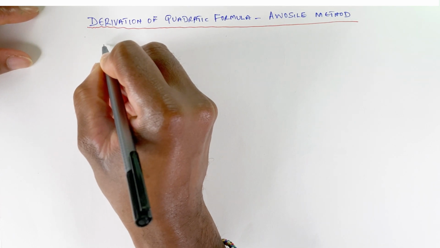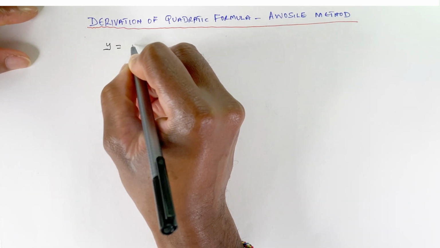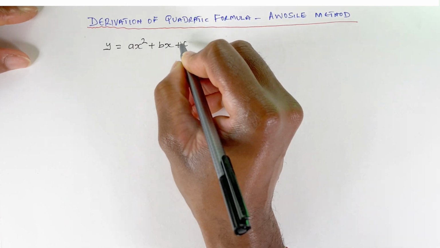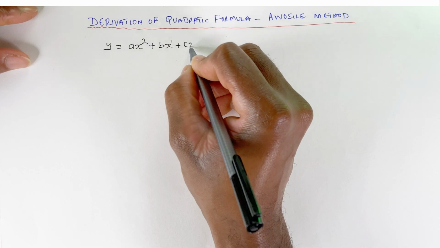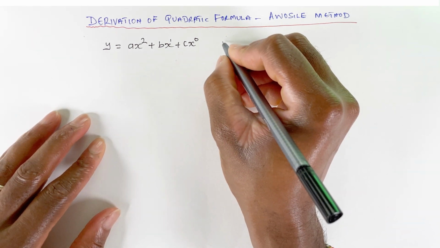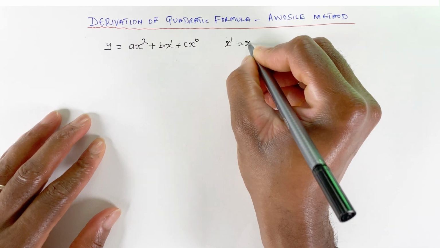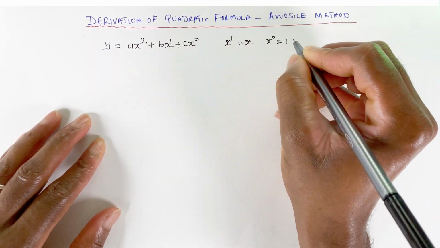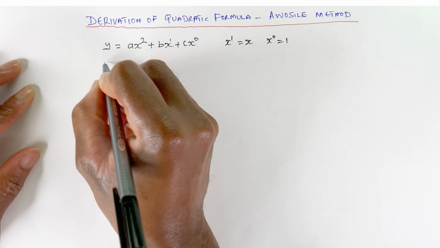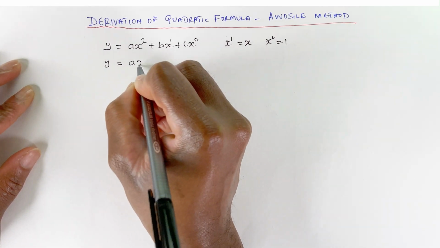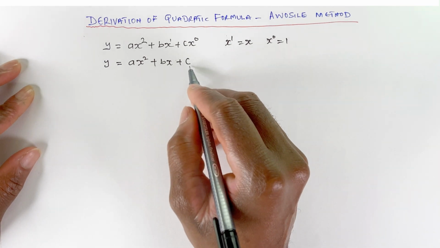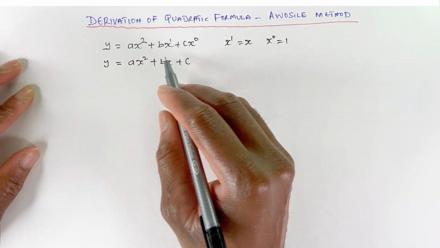A quadratic is an equation that says ax squared plus bx to the power 1 plus cx to the power 0. Quadratic is a polynomial function, and x to the power 0 is 1. To rewrite this, we can write y equals ax squared plus bx plus c. You see c times 1 is c, and bx to the power 1 is bx.